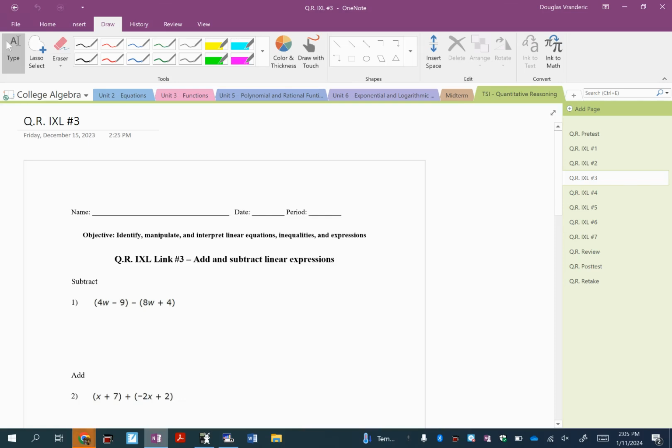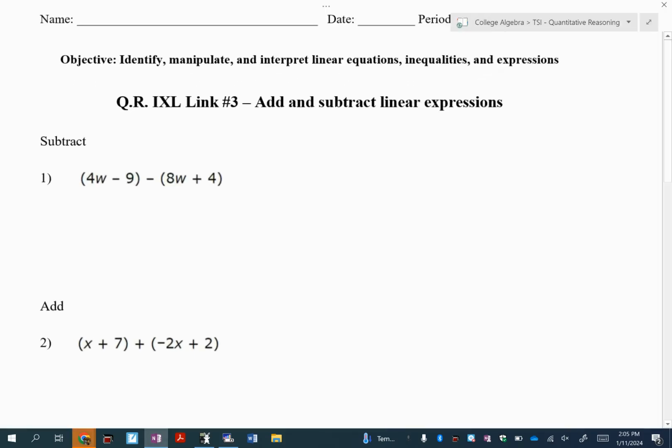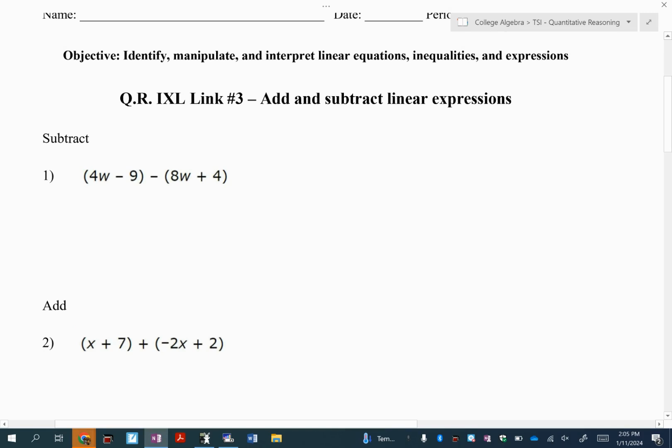Started with this link. We're going to add and subtract linear expressions. I'm hoping this will be okay.